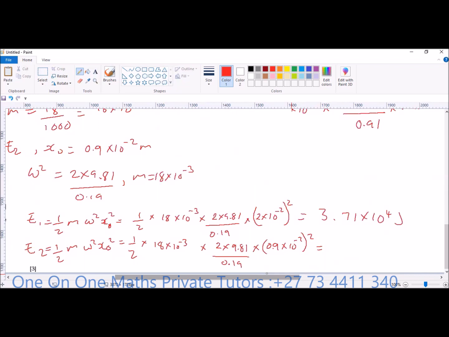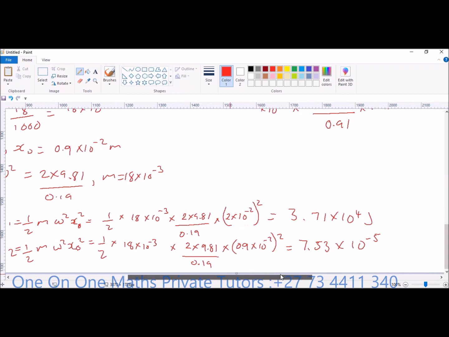Going to our calculator, half times 18 exponent minus 3 times 2 times 9.81 over 0.19, times bracket of 0.9 exponent minus 2, close bracket squared. Okay, this is 7.53 exponent minus 5.